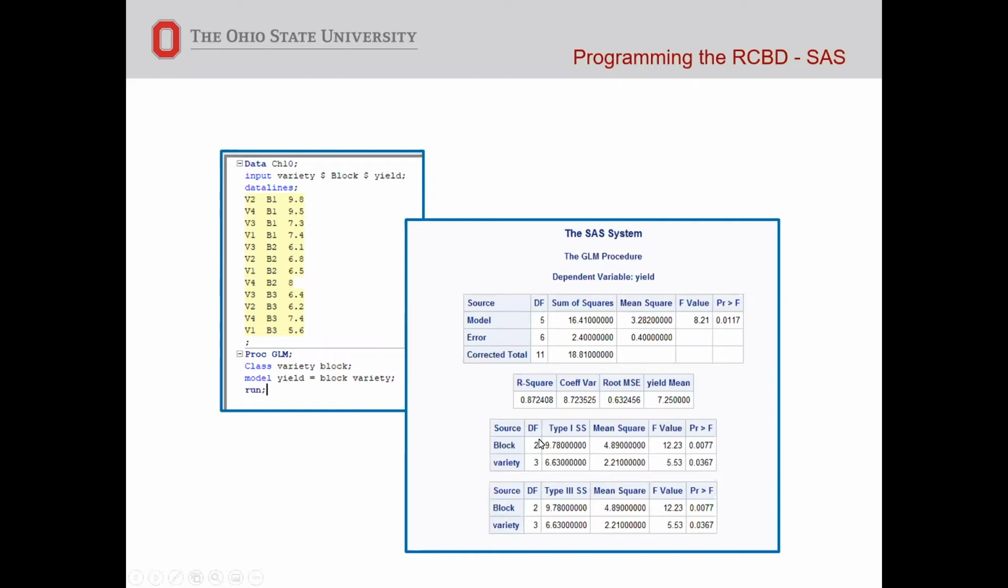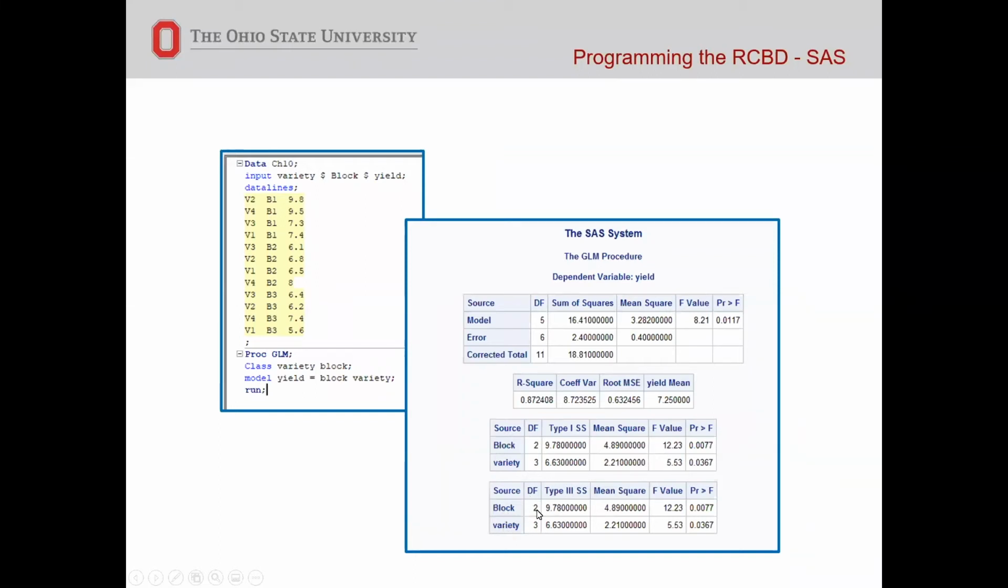SAS is famously verbose in the output, and we get 4 subtables when really we only need to look at this bottom table here, the type 3 sums of squares. For the data is balanced, and the type 1 and the type 3 will be absolutely identical. So let's just focus here on the bottom table. We can see we have the 2 terms that were present in our model, both block and variety.